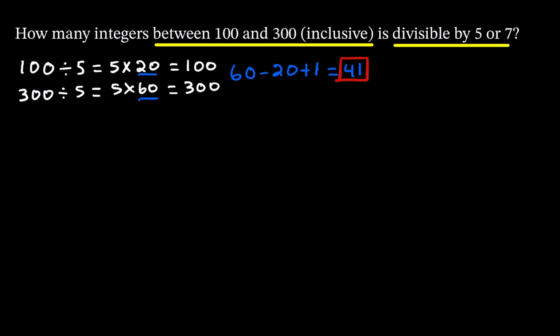Now we have to find multiples of 7. We're going to do the same thing. There's just a little bit extra, and you'll see that here now. We're going to take 100 and divide it by 7. Now this is approximately 14.29.